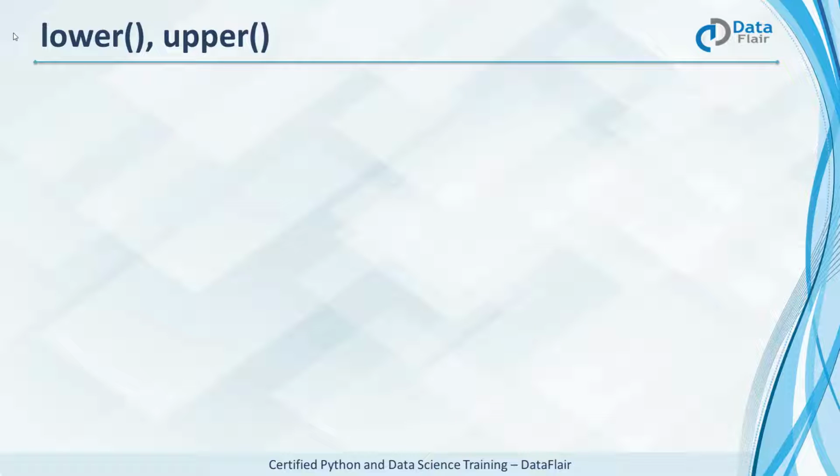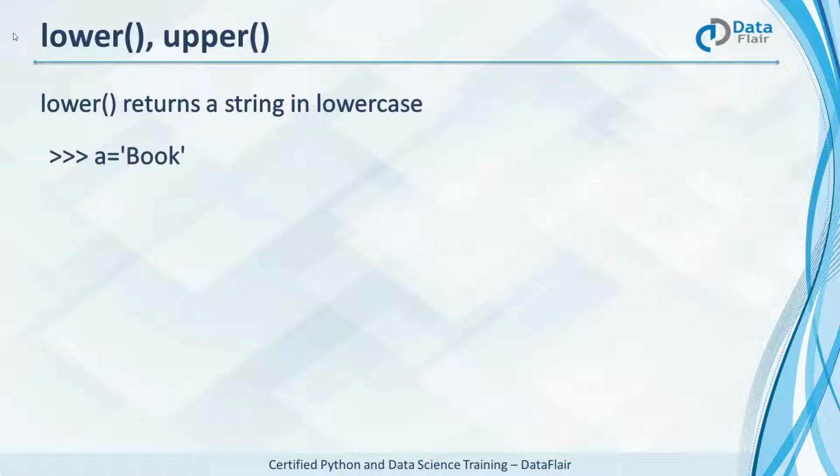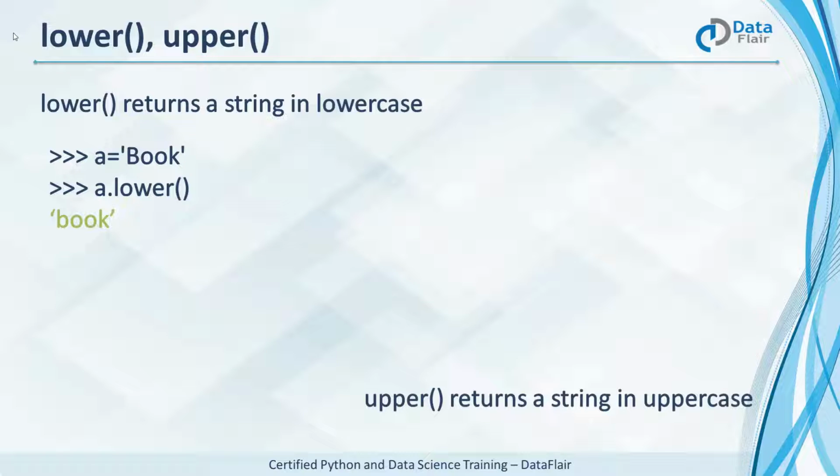Lower and upper. Lower returns a string in lowercase. It converts a string to lowercase and returns that, but does not modify the original string. The string A is book with a capital B. A.lower has all lower characters. Upper returns an all uppercase version of the string. A.upper is the string book in all caps.